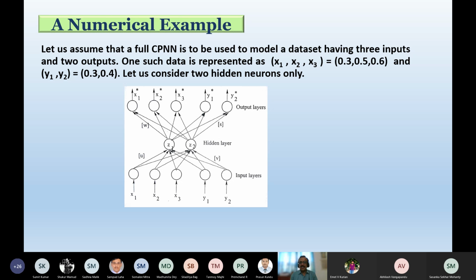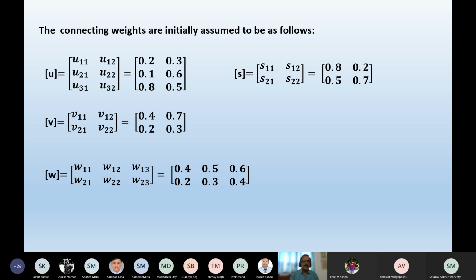Okay, and let us consider only two hidden neurons for simplicity, that is Z1 and Z2. And we have the two output layers. So this is the in-star model and that is the out-star model. Now let us try to calculate in the in-star model.